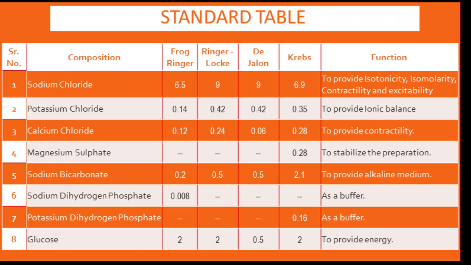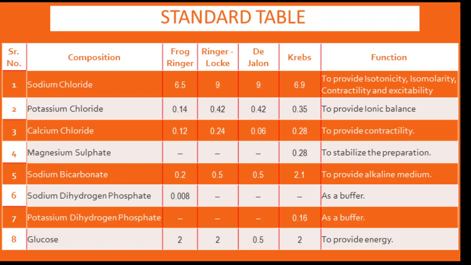First, sodium chloride. This chemical is required because it provides isotonicity, isomolarity, contractility and excitability. Potassium chloride is required to provide ionic balance. Calcium chloride is required to provide contractility. Magnesium sulfate is to provide stabilization of the preparation. Sodium carbonate provides alkaline medium. Sodium dihydrogen phosphate acts as a buffer, and potassium dihydrogen phosphate also acts as a buffer, and glucose provides energy.